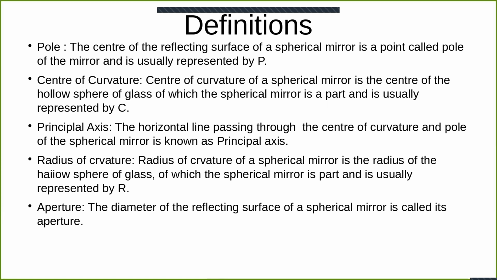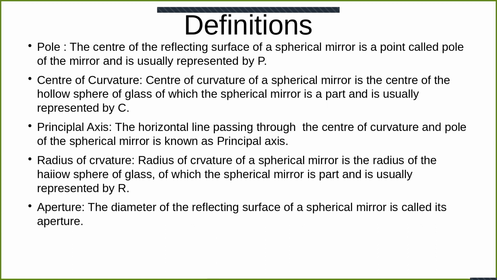Okay, once again I will repeat that one. The center of curvature of a spherical mirror is the center of the hollow sphere of glass, of which the spherical mirror is a part. Means when we consider that the mirror is a part of a sphere, the center point of that sphere is called the center of curvature, and this is denoted by capital C.